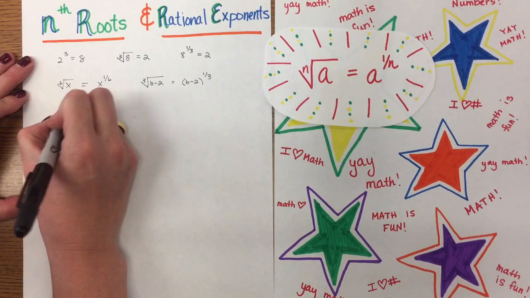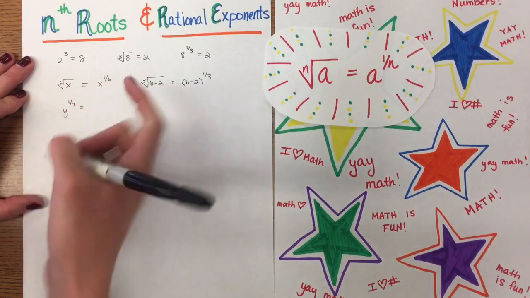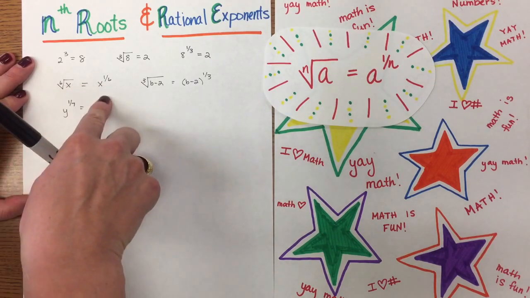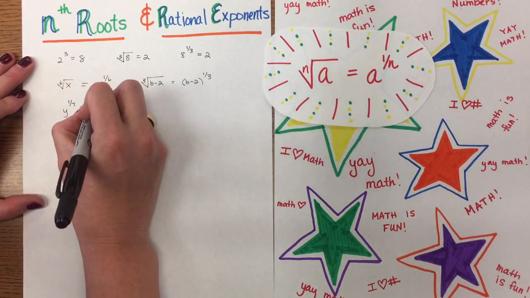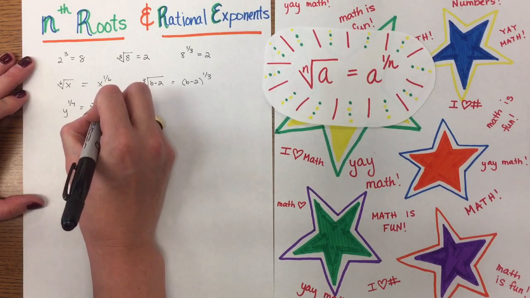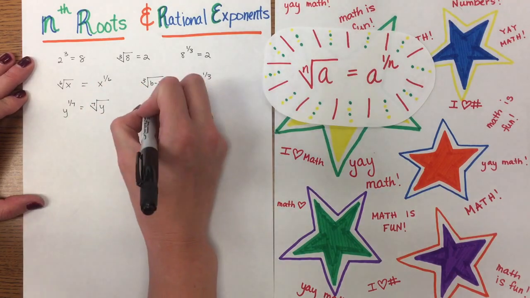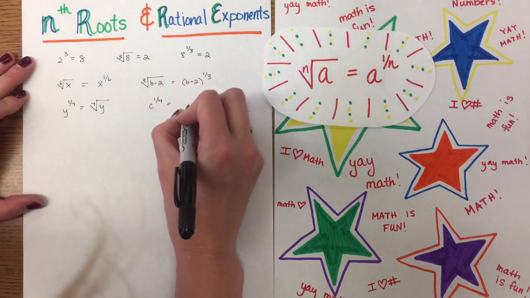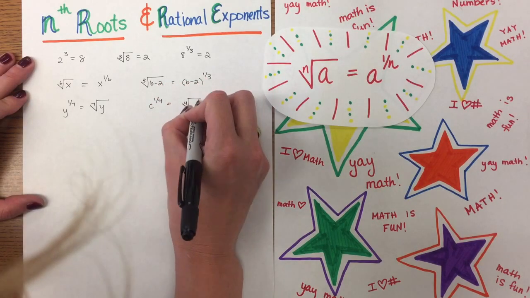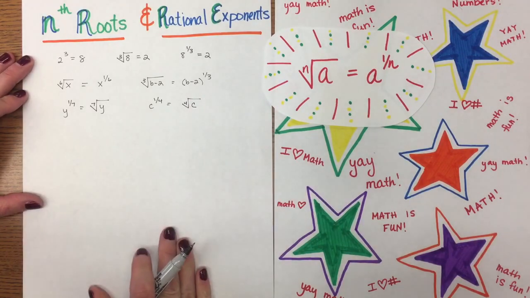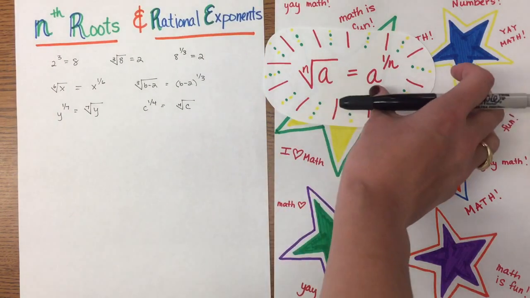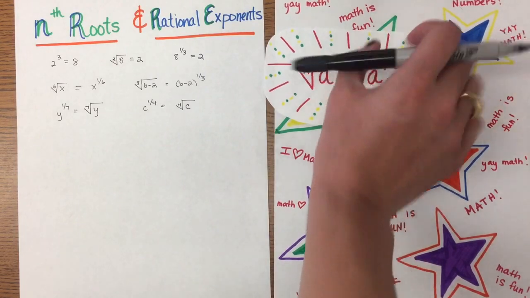Similarly, if I have something like y to the 1/7, I went forwards here, I can go backwards from a rational exponent to an nth root and write this as the 7th root of y. Or if I have c to the 1/4, I can rewrite this as the 4th root of c. So it's really all just depending on how I want to look at my radical, or if I want a radical or a rational exponent.